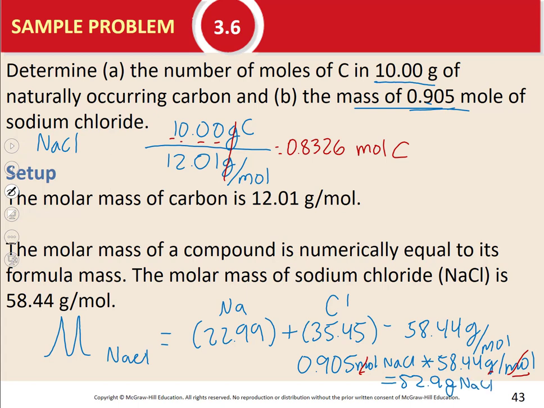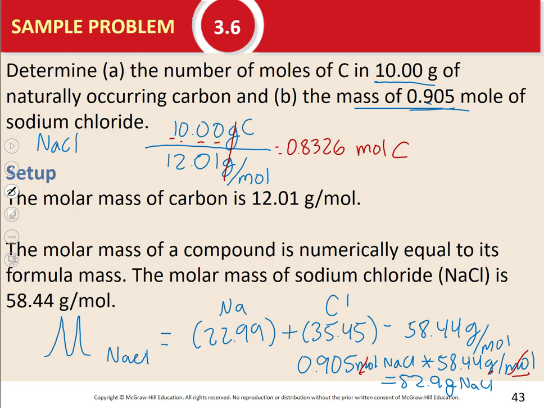On the next slide, it's just written a bit neater because they typed it out, but the same work. Now this sample problem is straight out of your textbook. This is sample problem 3.6 on page 97.